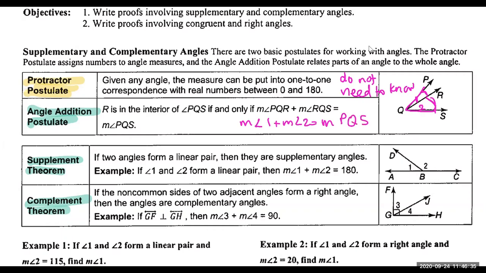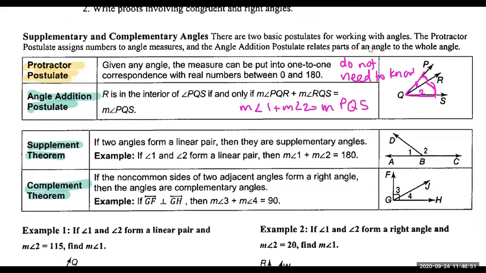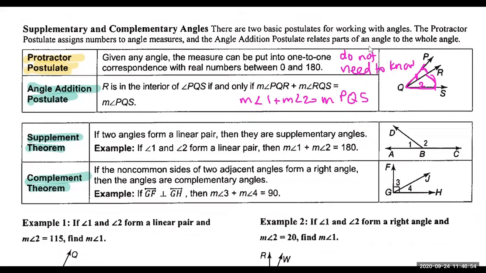And this is similar to your segment addition postulate. It's still the idea of a piece plus a piece equals a whole, but in this case in reference to angles as opposed to segments. Okay, so moving on. Supplements theorem and complements theorem are the ones we're going to work on today. Okay, so let's say in the given part of your proof, can you guys highlight that, or underline it and write given?